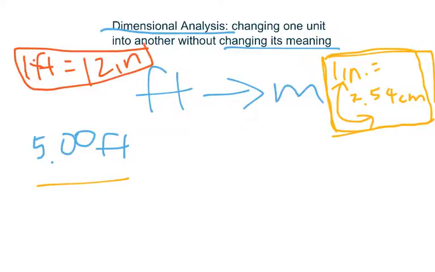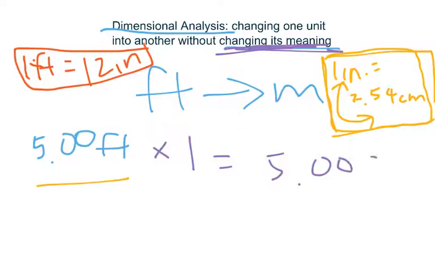Let's talk about how dimensional analysis works. So we don't want to change the meaning of the number. So in other words, if I multiply 5.00 feet by 1, doesn't that just give me 5.00 feet? Isn't that just the same exact thing? So I just confirmed here that you are allowed to multiply by 1 since it doesn't change the meaning of anything. Now, where am I getting at?